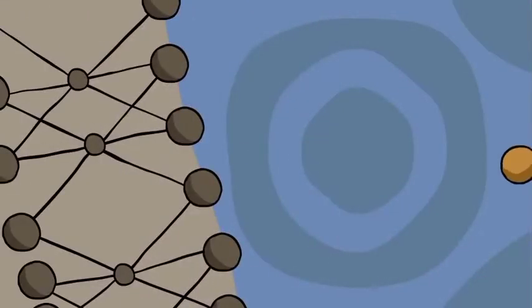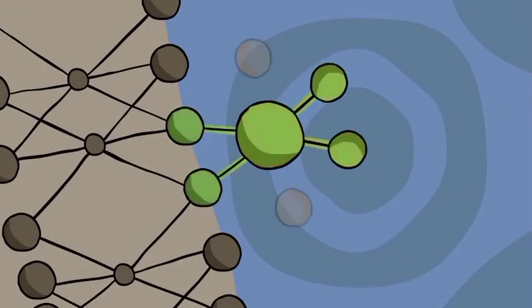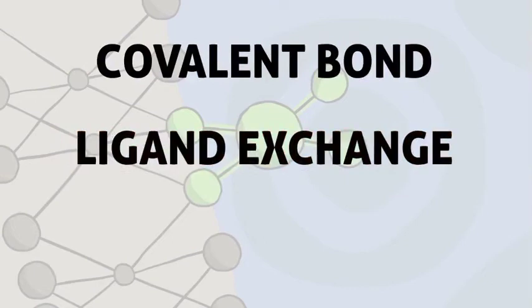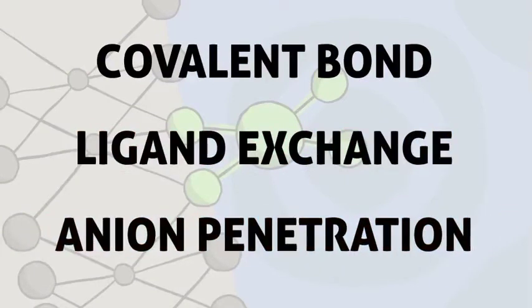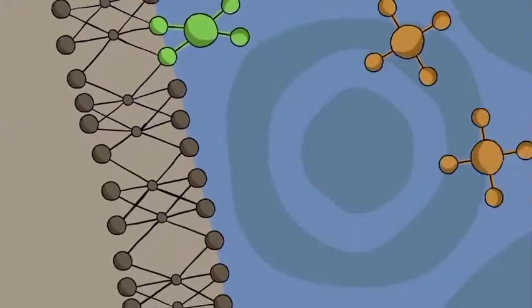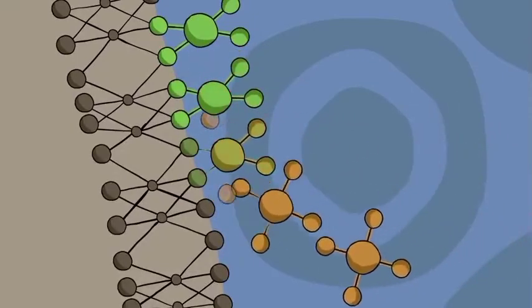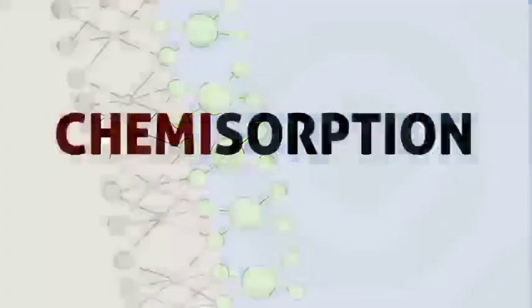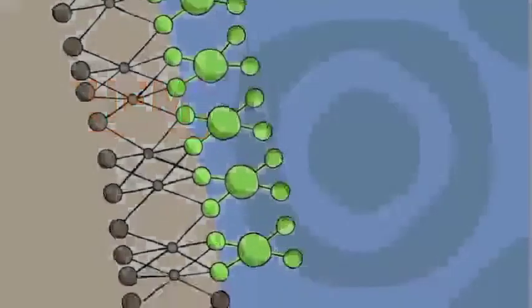Without water, though, something different happens. The ion shares some electrons with the surface. This is called a covalent bond, ligand exchange, or anion penetration. This means that a brand new substance forms at the boundary of the surface. The formation of a strong covalent bond during adsorption creates a new chemical compound, so this process is called chemisorption.